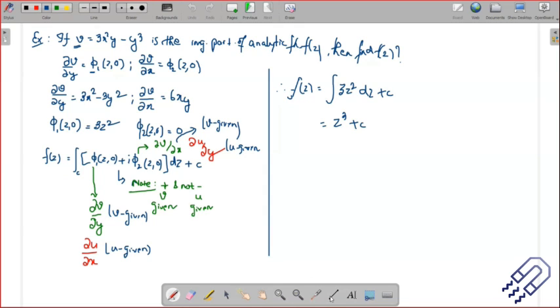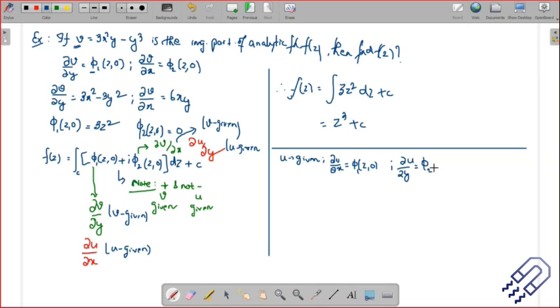Okay, and let me explain the formula once again so that all of us remember this. So u is given. You have to use this formula: del u del x is phi 1 of z, 0 obviously. z, 0 is applicable everywhere. And del u del y is equal to phi 2 of z, 0. That's my differentiation value.